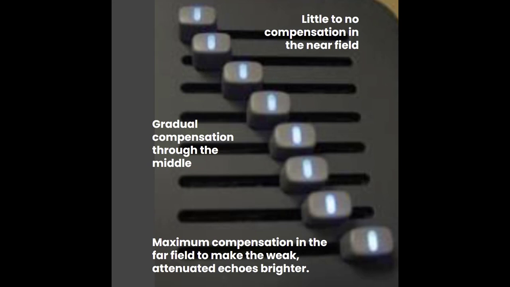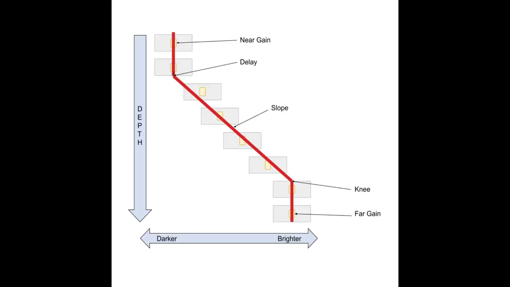Now, when we use a slope in our TGC settings, we are actually creating a very particular pattern that has parts to it. So the TGC slope does have these 5 key attributes. Your sliders at top are your near gain, and when you start to compensate, this is called the delay. From there, we're going to have our slope, and when you have reached maximum compensation, that is our knee, and then our last one is our far gain.